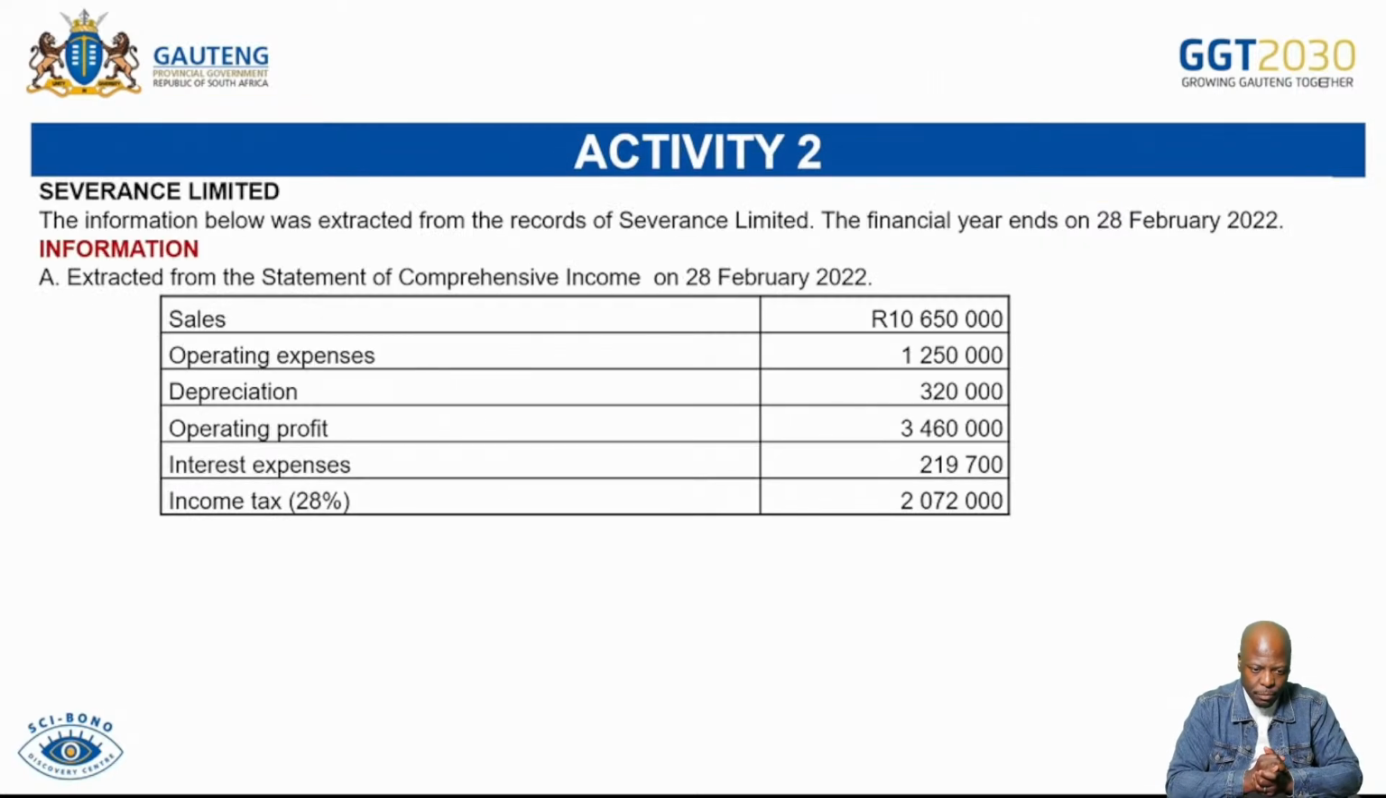Here it is. Severance Limited. The question reads, the information below was extracted from the record of Severance Limited. The financial year ends on 28 February 2022. And then we have the extract from the statement of comprehensive income.